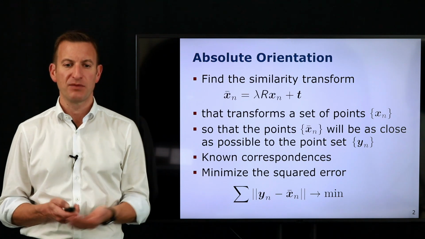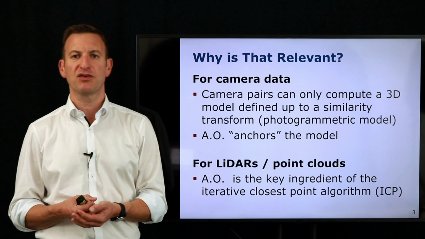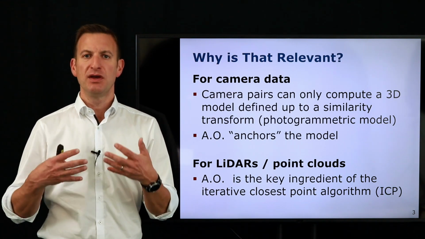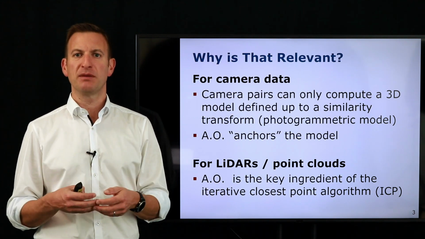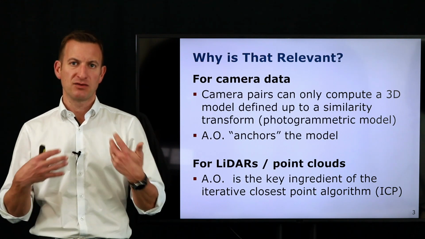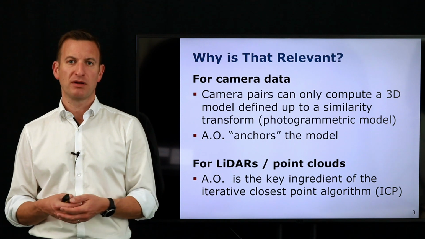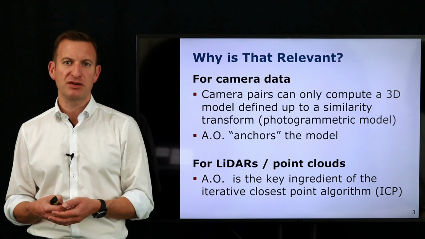Why should I care? So solving this problem is something that you need, for example, if you work with cameras and you have just camera images, you extract feature points from camera images, you find corresponding points, you compute the relative orientation of the cameras, and then triangulate the points back into the environment in order to get a 3D model of the environment. Then this 3D model is only defined up to a similarity transform.